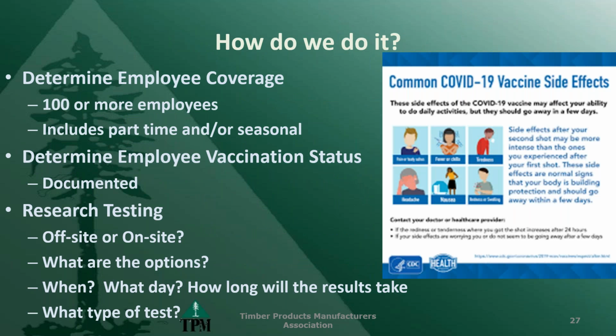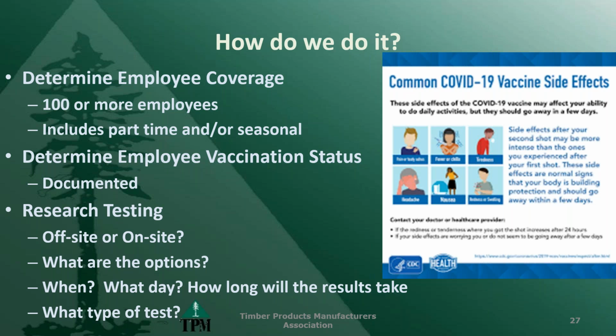So how do we do it? I've told you all this depressing stuff and all these things we have to have. So how do we do it? This is what I would do. Right off the bat, I determine your employee coverage. And by that, I mean, do you have 100 or more employees? Full-time, part-time, seasonal. They can work 2 hours a week, and that still needs to be in the employee count. So it's not by classification. It's by literally, were they an employee?